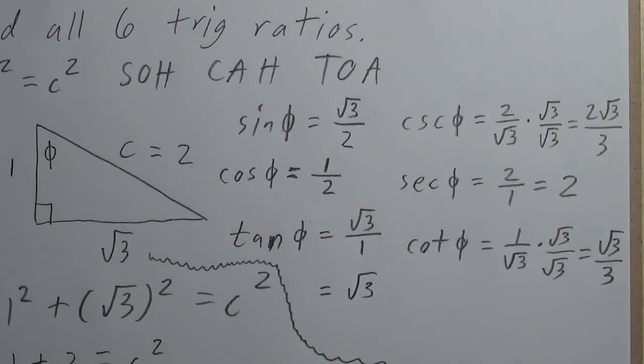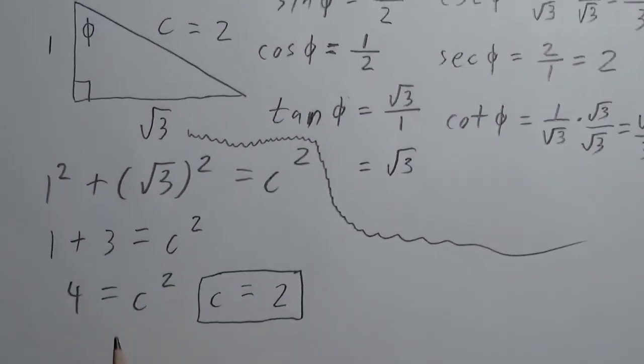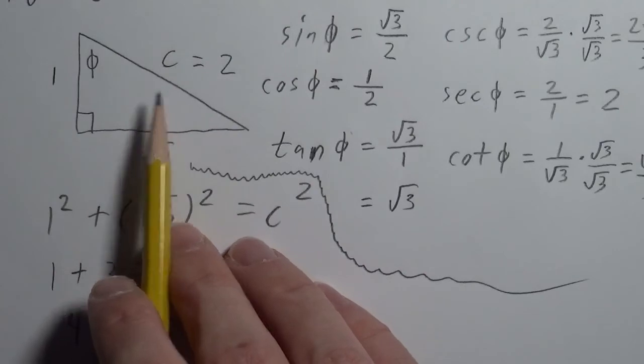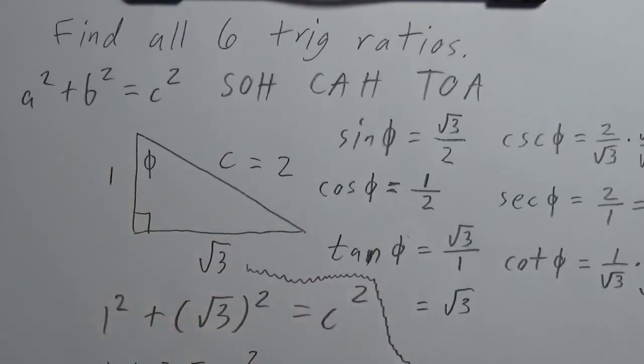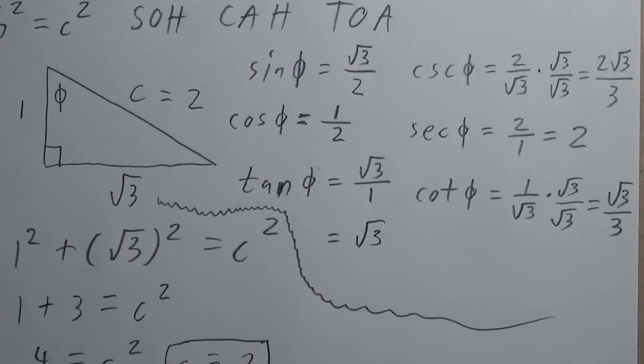Before I got all 6 trig ratios, I had to do Pythagorean theorem. You're not always going to be given all three sides at once, because if you're given two sides, you can find the third side. And you may not be given Pythagorean theorem either. You have to memorize it in some cases.